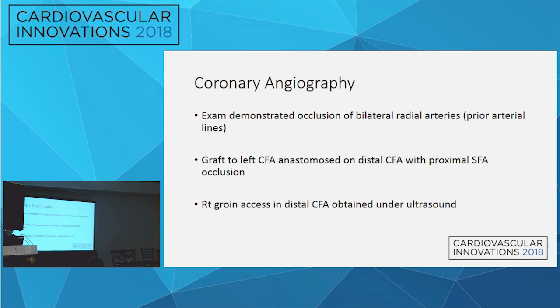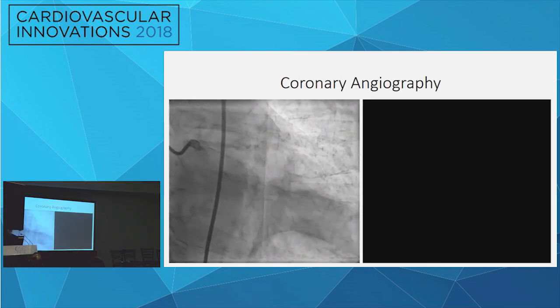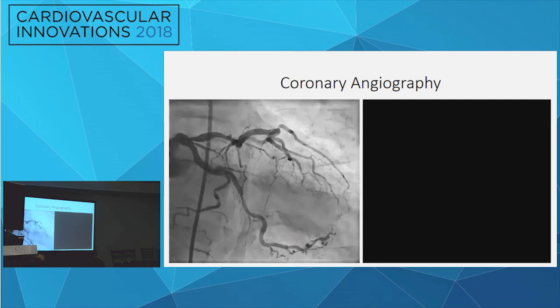He had a prior CT scan that they looked at, showing that the graft to the left CFA was anastomosed at the distal CFA, and the proximal SFA was occluded. On the right, he did have a patent proximal SFA and profunda, so the plan was ultrasound access of the distal right CFA. So this is his coronary angiogram.